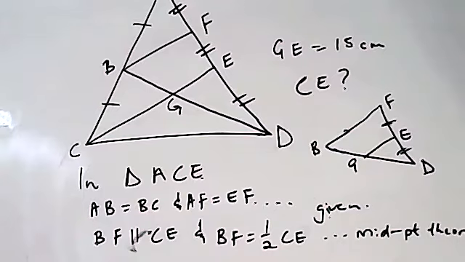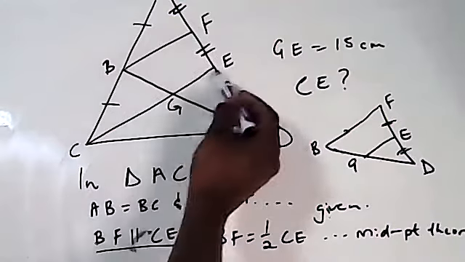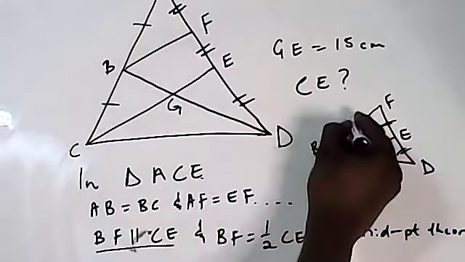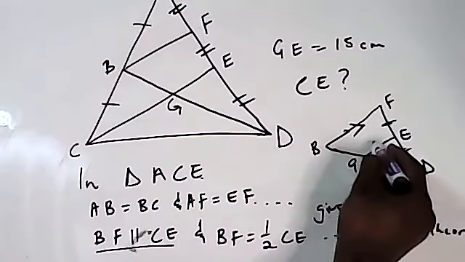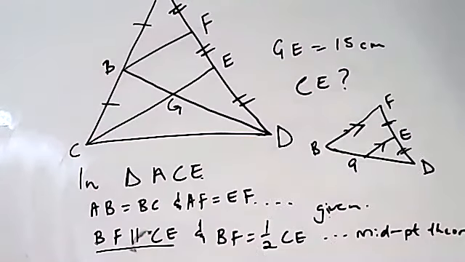Right? But check something very important. We proved that BF is parallel to CE. And if BF is parallel to CE, BF is this one, it's parallel to CE. This GE is part of CE, so they're parallel. That is proven. Do you agree?